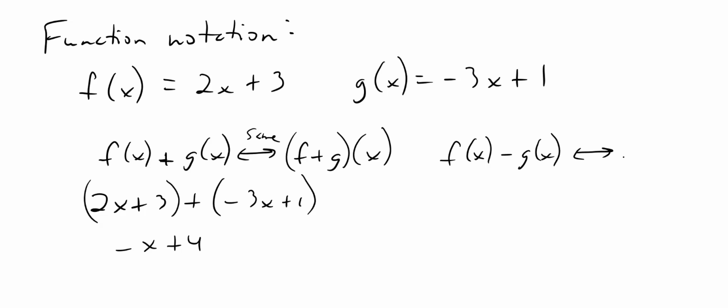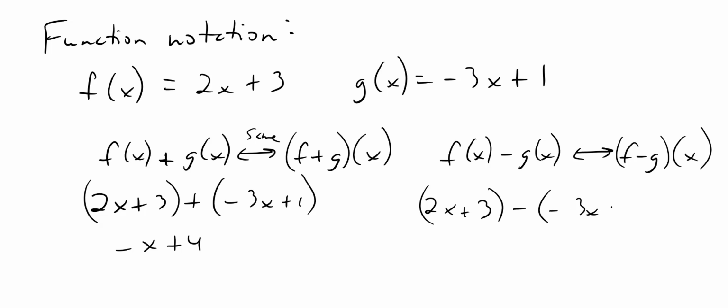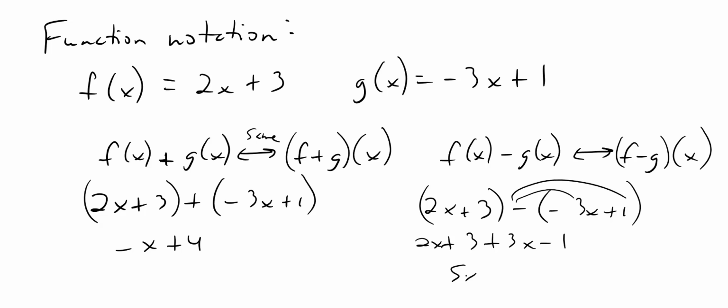Or I could say f minus g of x. The same thing. So I subtract them. So that means 2x plus 3 minus negative 3x plus 1. Okay, don't forget to distribute the negative. It's important. So you get 2x plus 3 plus 3x minus 1. Okay, that gives you 5x plus 2.